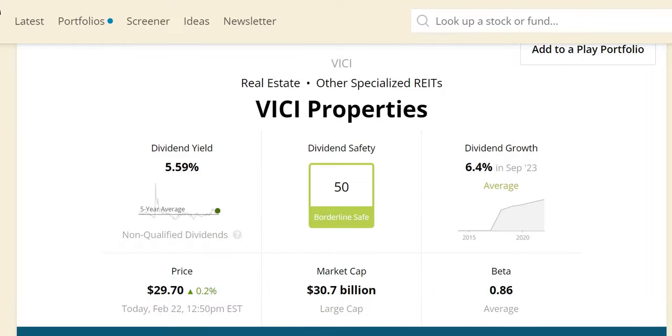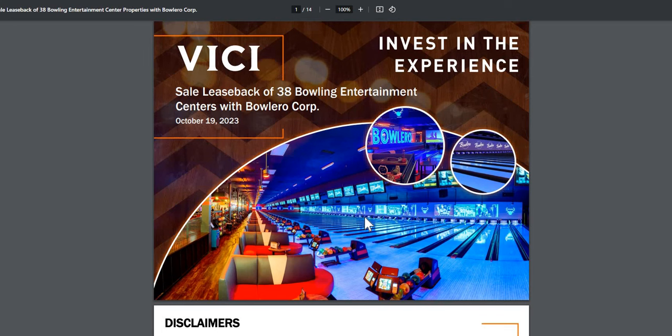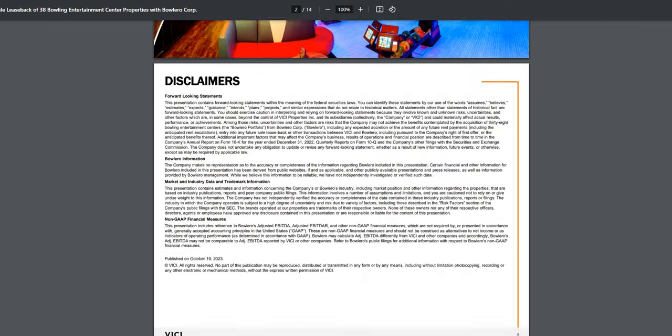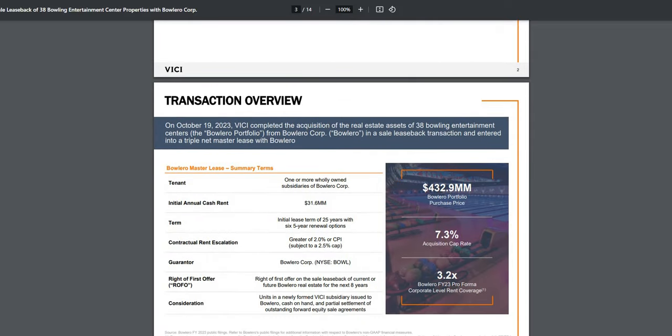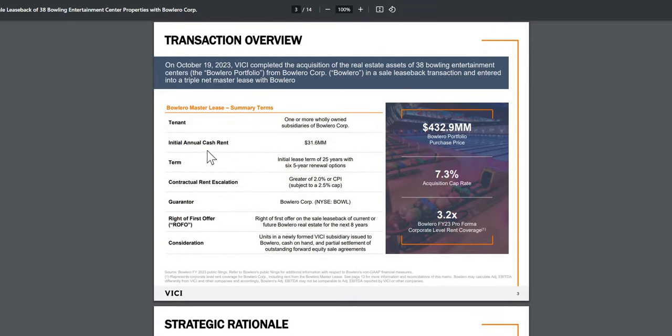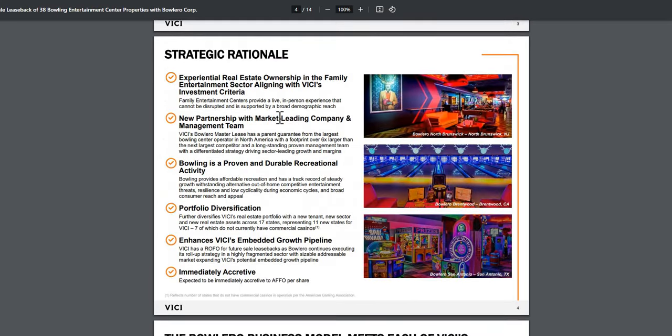So before we take a look at their dividend safety and some financial metrics, we can just run through a few recent acquisitions or deals that VICI Properties have had. We have discussed this in detail, so very briefly, in October last year, they did a sale and leaseback of 38 bowling entertainment centres, which is diversifying slightly in terms of what they do, but still very much looking like a very strong performance. We can see here the initial lease term is around 25 years with a 6-5-year renewal option.